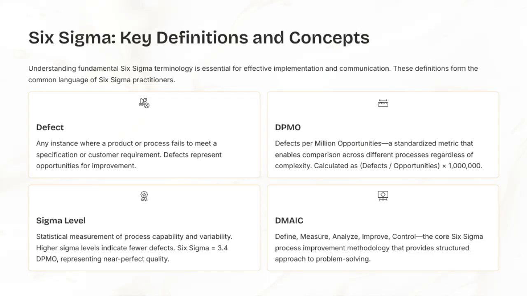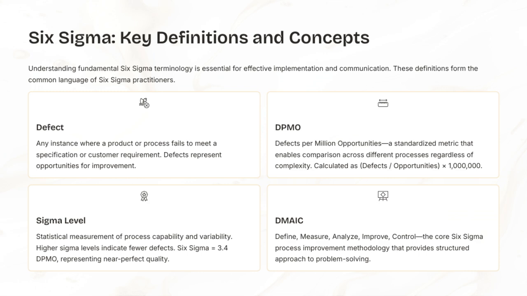Let's take a moment to review some key Six Sigma terminology that is fundamental to our understanding and effective implementation of the methodology. First, we have the DMAIC process: define, measure, analyze, improve, and control. This is the structured approach that guides us through problem-solving in a systematic way, ensuring we address issues thoroughly and sustainably. Next, we look at Sigma level, which is a statistical measure of process capability and variability.